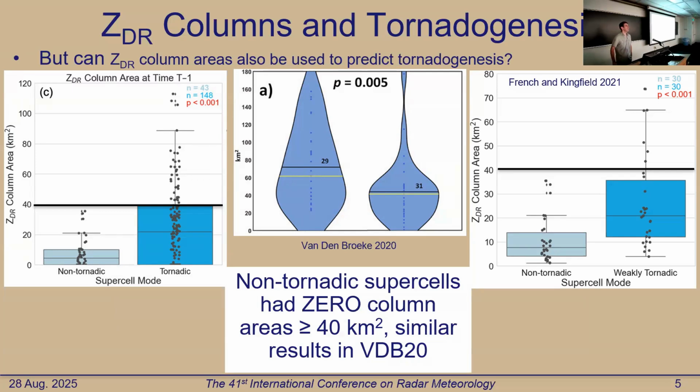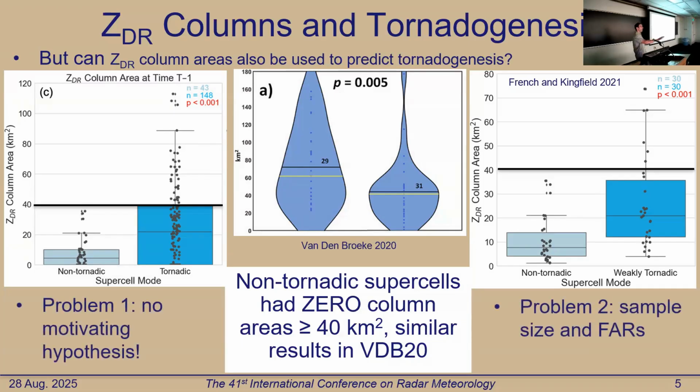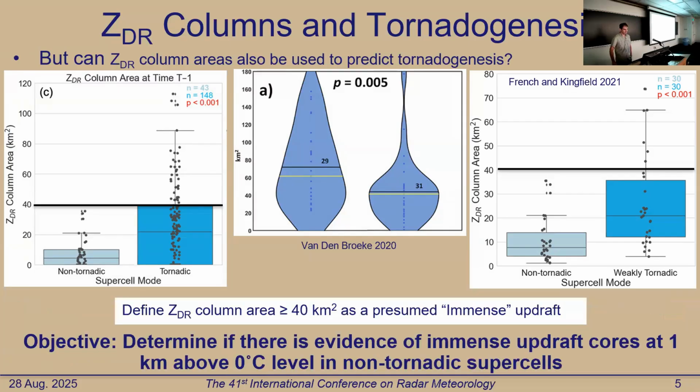Now there's 2 problems with this idea that you can use an immense ZDR column to predict a tornado. Number one, as I said, the original hypothesis motivation theoretical work did not link big updrafts to tornadoes. The second problem is sample size. We only looked at about 90 radar volumes of non-tornadic cases, which to me isn't quite enough.